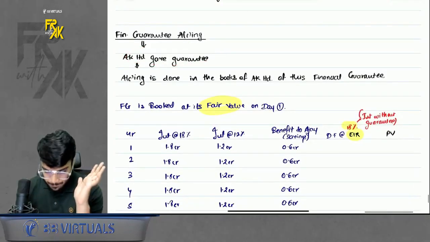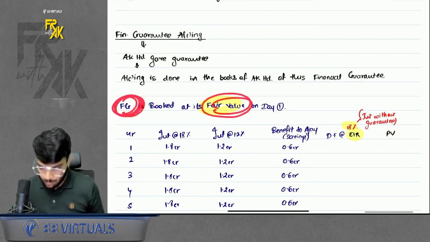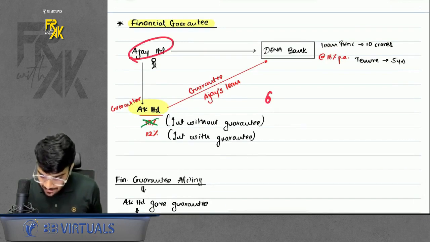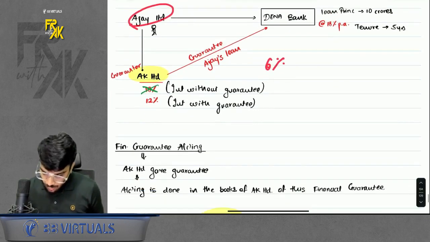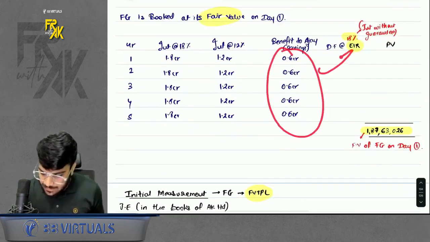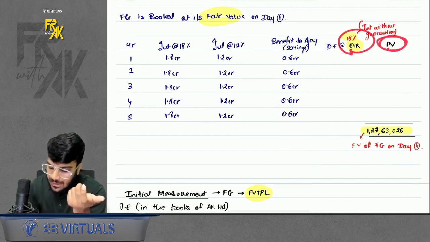How to account for this? On day one, the financial guarantee will be booked at fair value. Sir, what is fair value? Because of my guarantee, can I say Ajay was able to save 6% interest? So take the savings in interest for 5 years and discount the same, book it at present value. For taking the present value, which EIR to use?